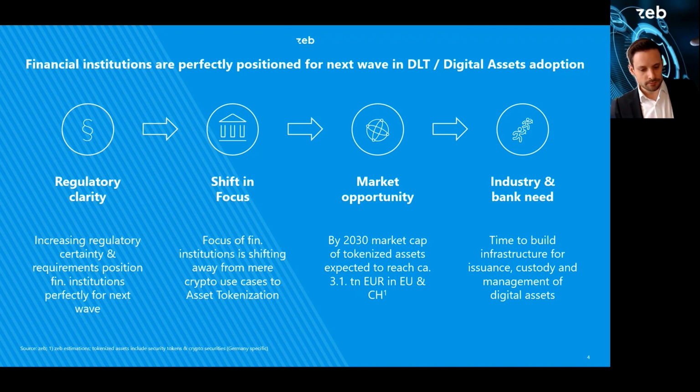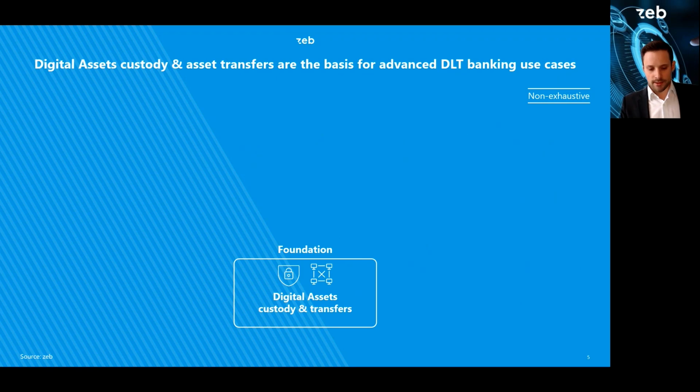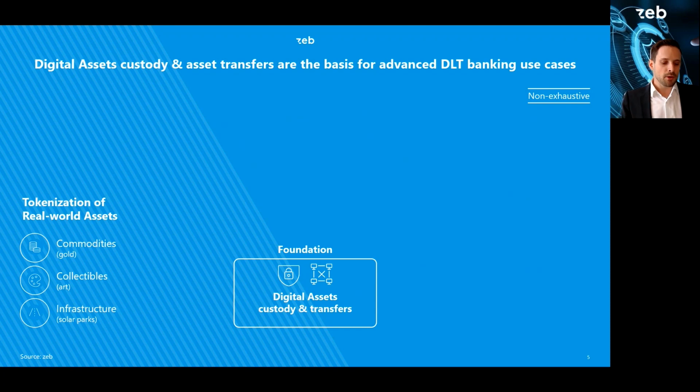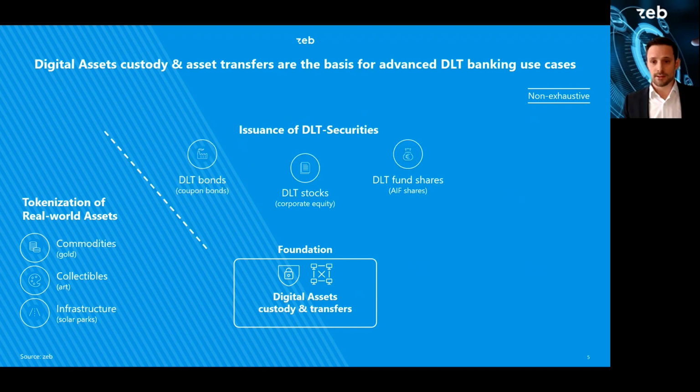If we go to the next slide, we can, for instance, think about the tokenization of real-world assets, such as commodities, collectibles, one can think about art and so on, but obviously also about the tokenization of infrastructure, maybe even solar panels and so on. What is, I guess, quite interesting also for incumbent players is the tokenization of securities. Obviously, here we can think about DLT stocks, for instance, when it comes to the tokenization in the area of small and medium enterprises, the tokenization of bonds, and also, for instance, fund shares. So also the asset servicing industry seems to be at the moment quite an interesting space.